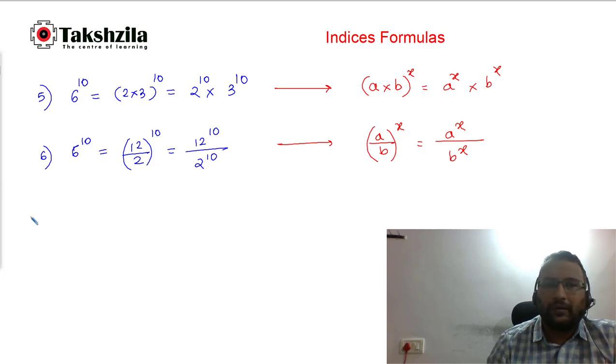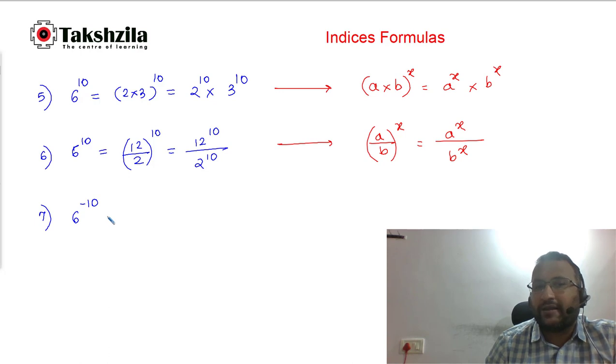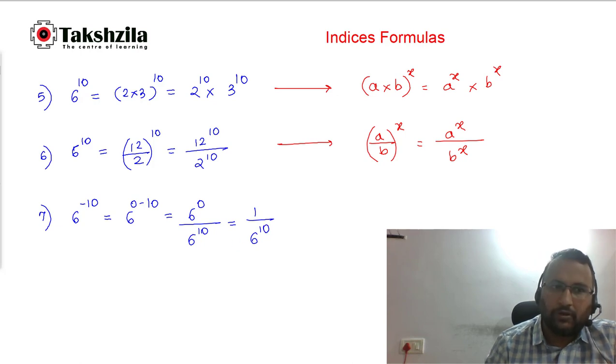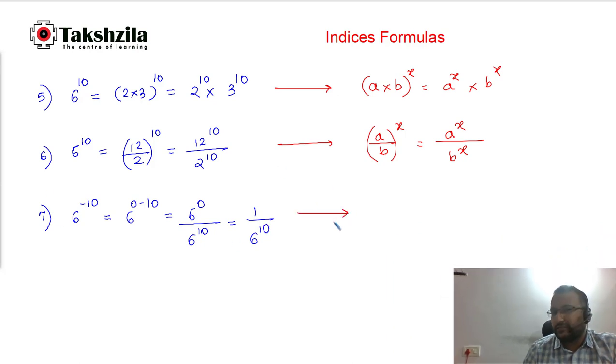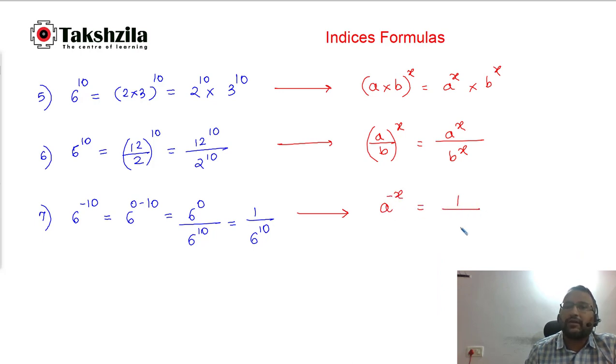Then seventh, if it is, let's say, 6 to the power minus 10. Now 6 to the power minus 10, we can write it as 6 to the power 0 minus 10. By using the second property, we can again rewrite this as 6 to the power 0 divided by 6 to the power 10, which is nothing but 1 upon 6 to the power 10. So over here the property is a to the power minus x is equal to 1 upon a to the power x.